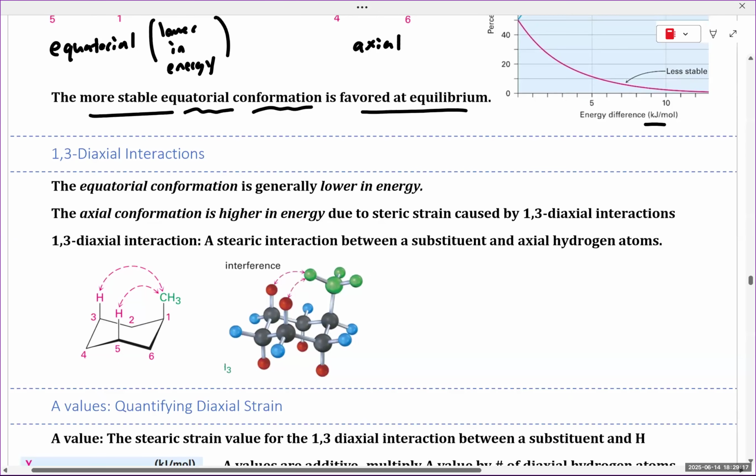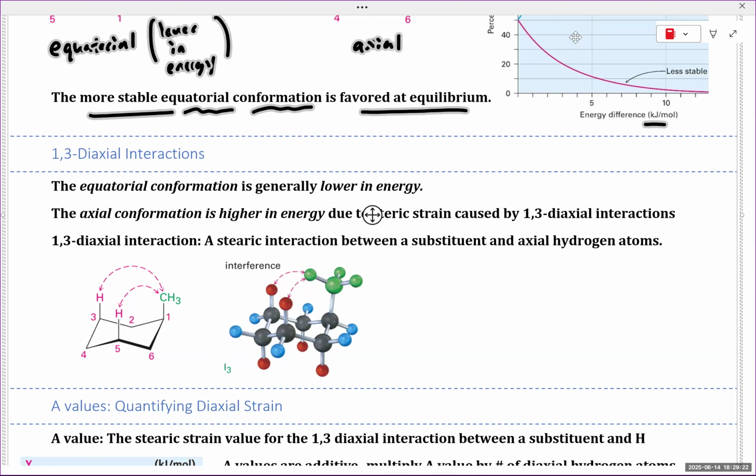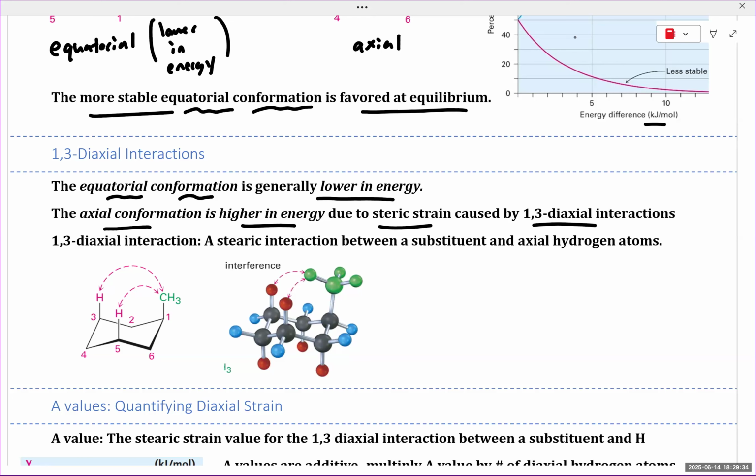Now, what are these 1,3 diaxial interactions that we've discussed? The equatorial conformation is generally lower in energy, and that's because the axial conformation is higher in energy due to steric strain caused by 1,3 diaxial interactions, where a 1,3 diaxial interaction is a steric interaction between a substituent and axial hydrogen atoms. So in this case, we have two methyl hydrogen 1,3 diaxial interactions.